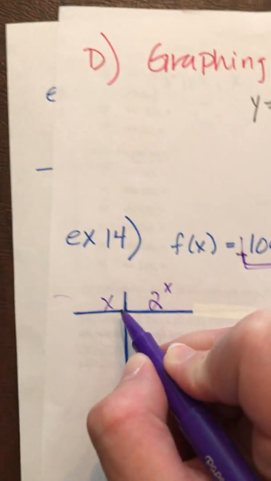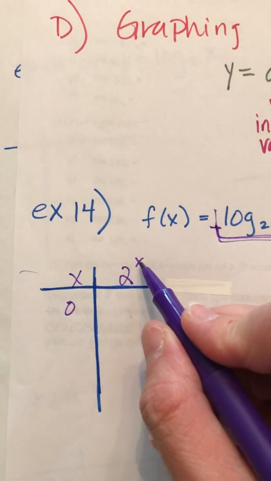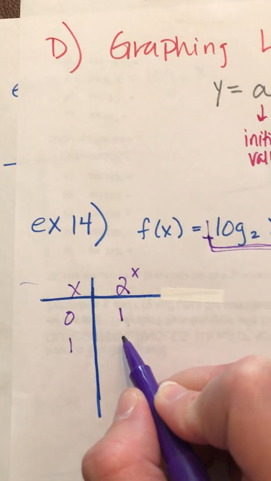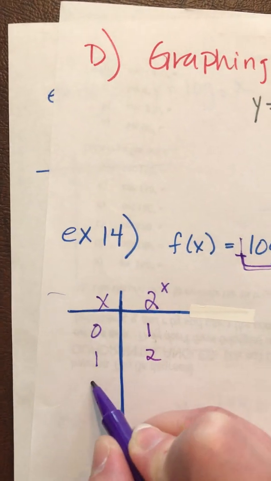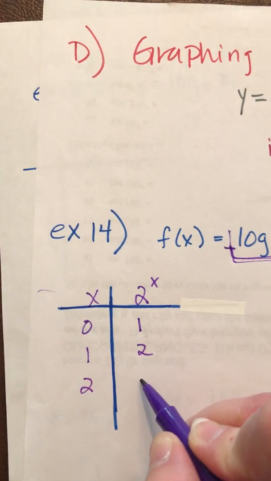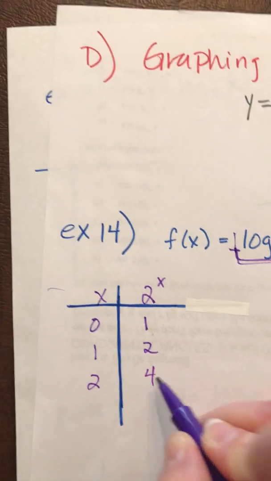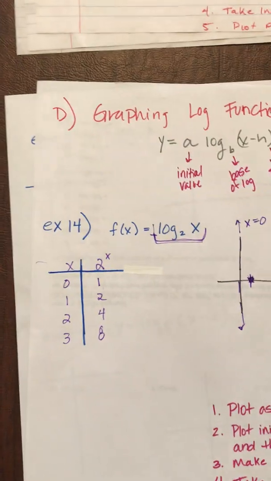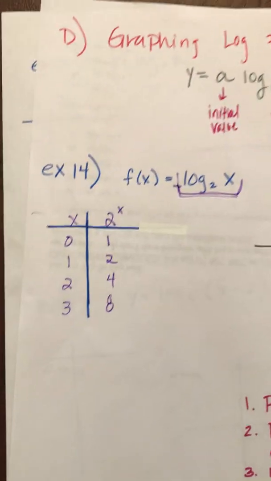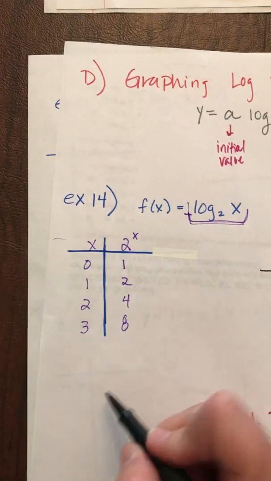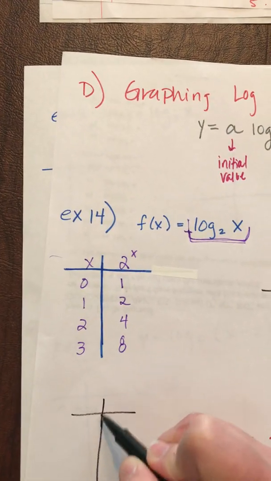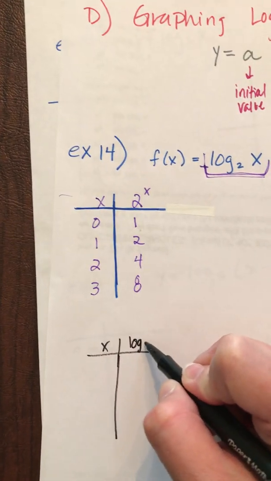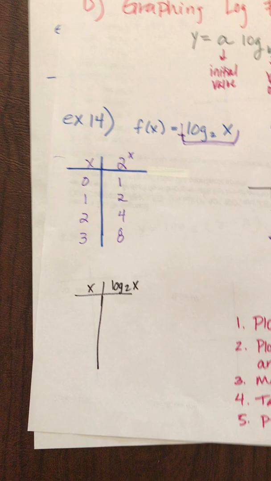So for example, I'm going to start with 0, and if I raise 2 to the 0 power, I get 1. I'll go 1, so 2 to the first power is 2. I'll do 4 points. So 2 to the second power is 4, 2 to the third power is 8. You can generate as many points as you want. I'm going to ask for a minimum of 3. All right, so next, we are now going to find the table for our log function.